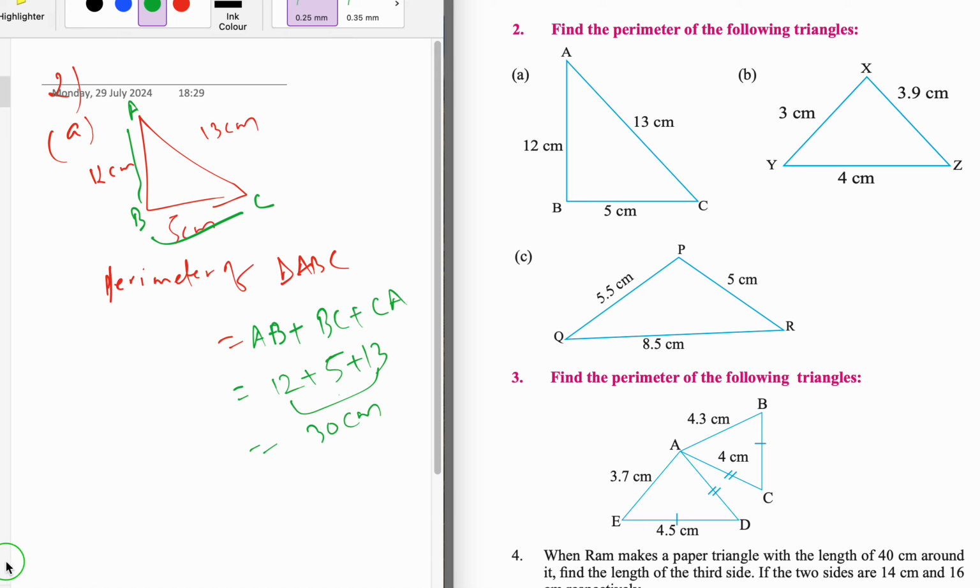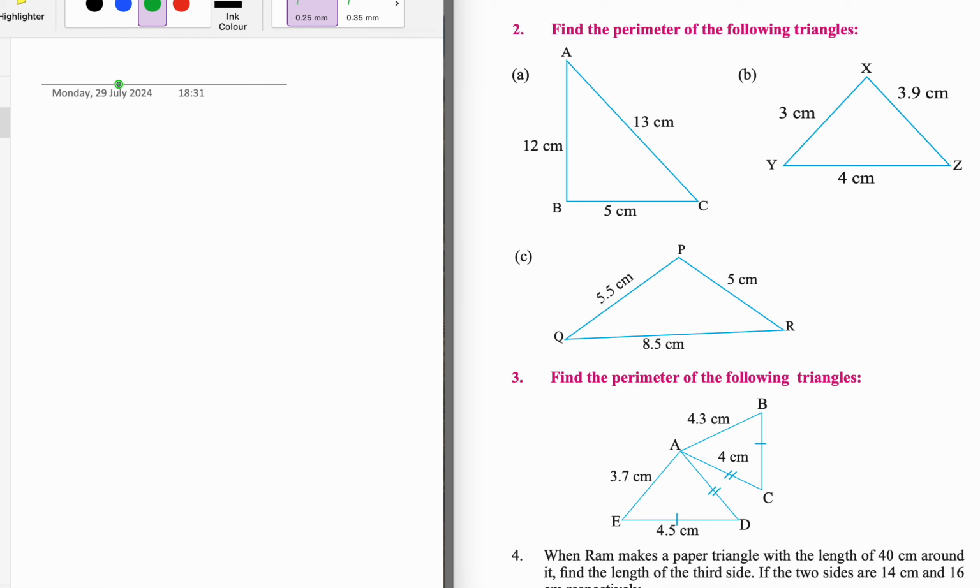Now the next question we have is question number B, perimeter. Okay, this is a very bad drawing. I want to draw once again.